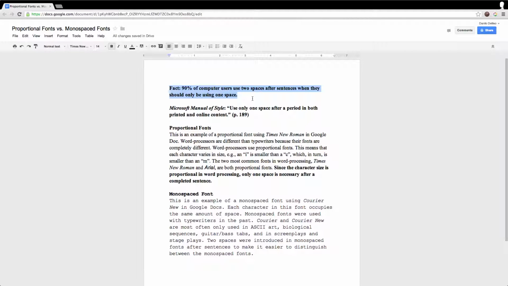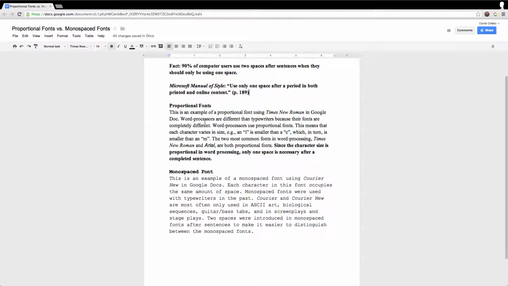90% of computer users today insist on using two spaces after sentences when they should only be using one space. For clarity, let's refer to the Microsoft Manual of Style, where it says use only one space after a period in both printed and online content. The reason for this is word processors use proportional fonts.